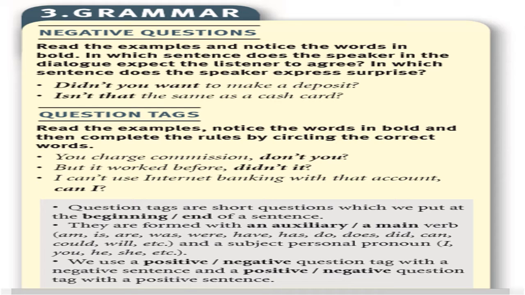Question tags are short questions which we put at the beginning or end of a sentence. The correct answer is at the end. They are formed with an auxiliary, am, is, are, was, were, have, has, do, does, did, can, could, will, etc., and a subject personal pronoun, I, you, he, she, etc. We use a positive question tag with a negative sentence and a negative question tag with a positive sentence.